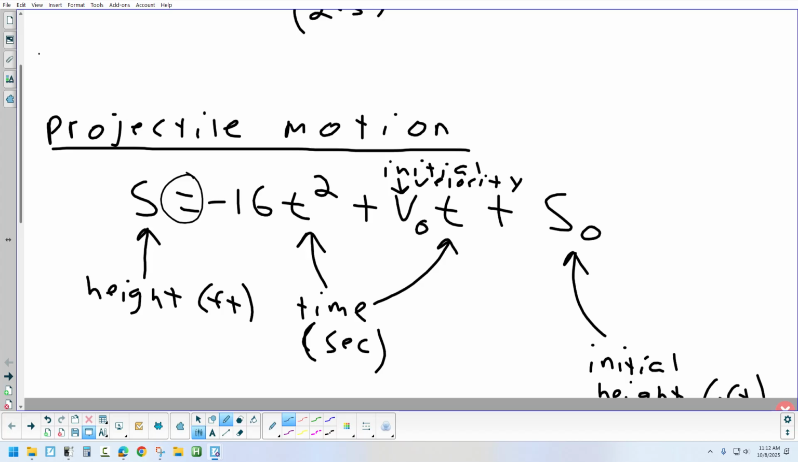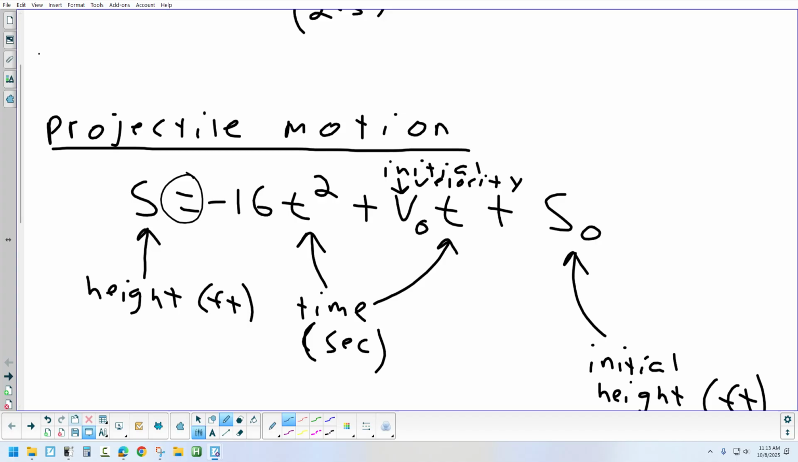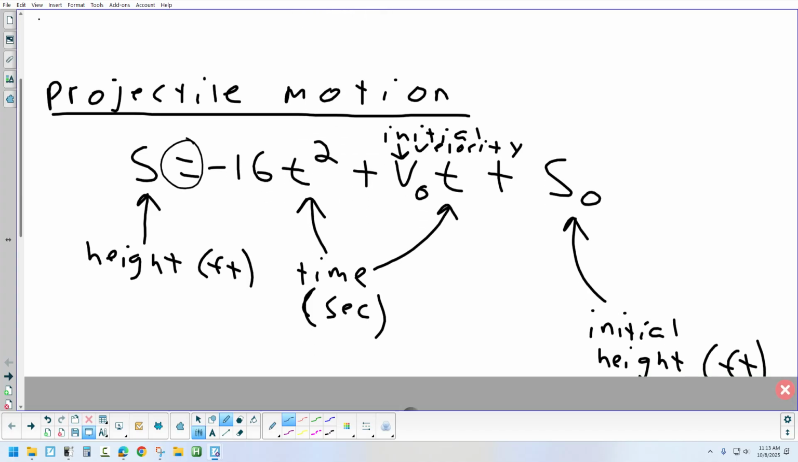V sub 0 is the initial speed or velocity. S sub 0 is the initial height. T is always measured in seconds. And then S is the height of the object in feet. So it's basically telling you how high an object is going to go based on how fast it was thrown and how many seconds have gone by since you released the object.